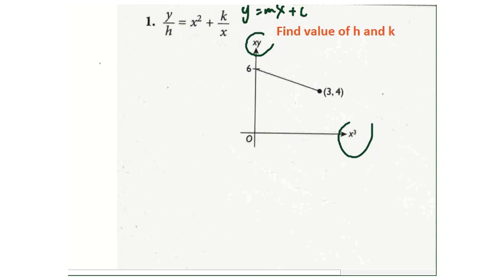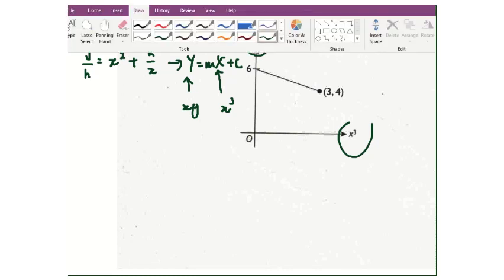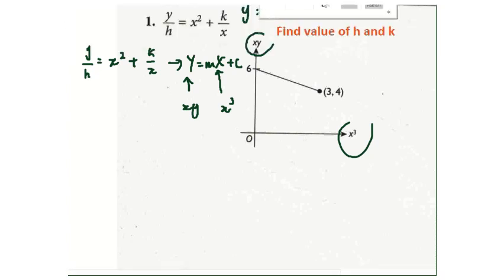So now, from the equation y over h equals x squared plus k over x, you want to transfer it into the form y equals mx plus c, where your y is xy and your x is x cubed, because it is already given in the diagram. The x-axis and y-axis values of the diagram will be your guideline, to aim your answer. Right now we start the solution by transferring this non-linear equation into a linear equation.